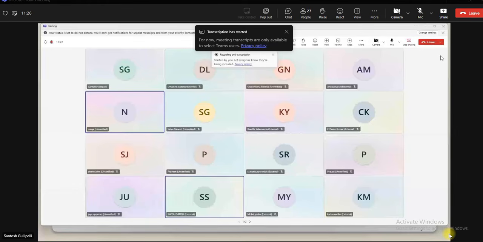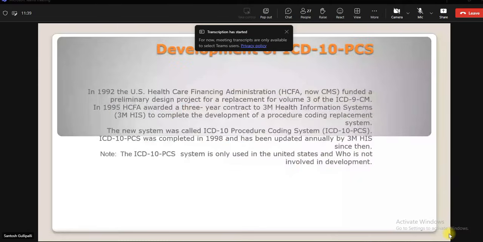Generally the ICD-10 PCS coding is updated annually by 3M HIS. The 3M HIS developed ICD-10 PCS coding. HIS means Health Information System.